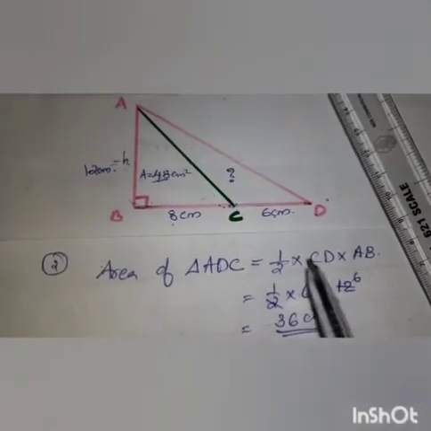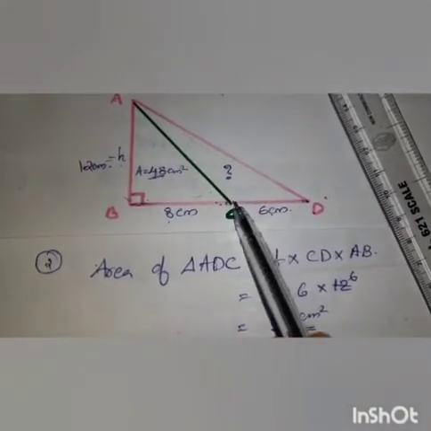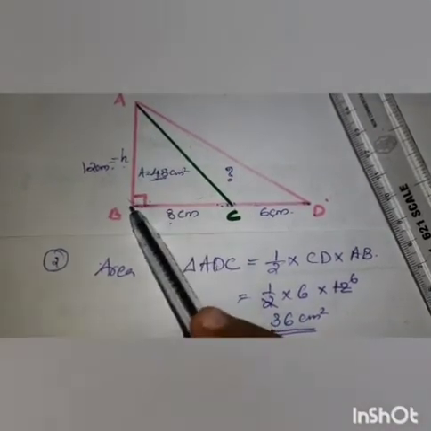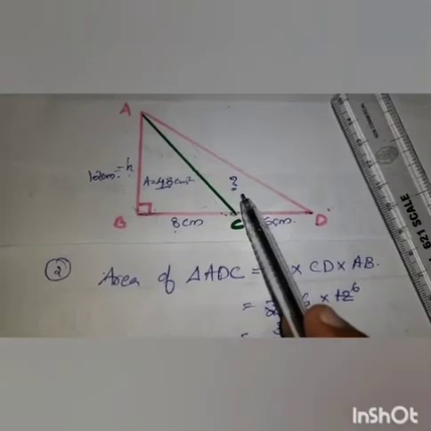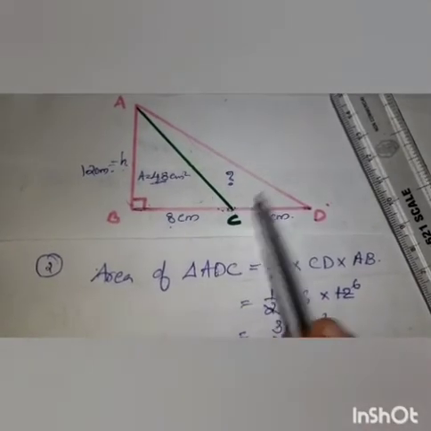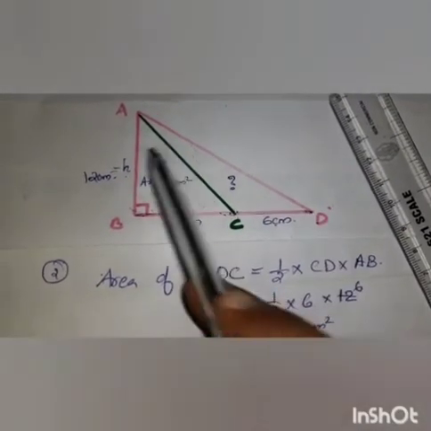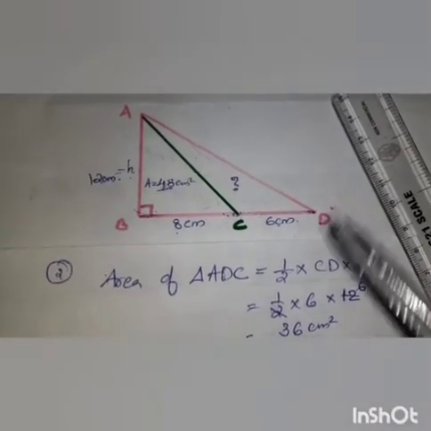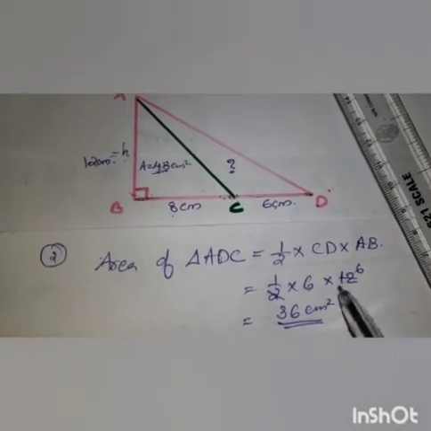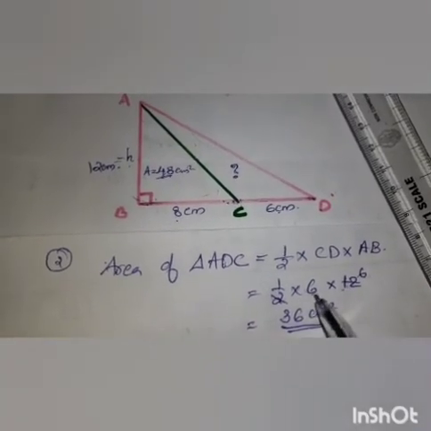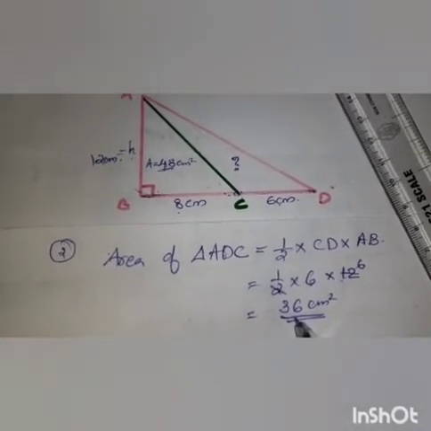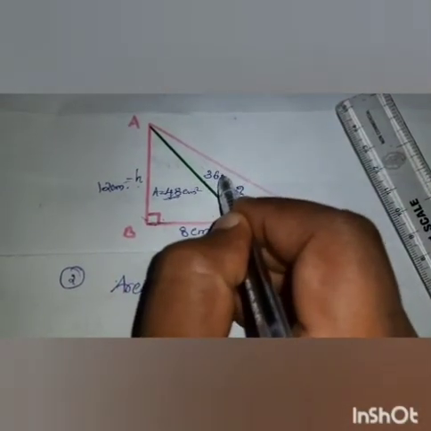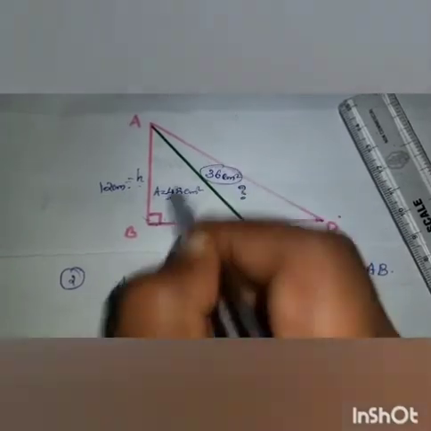So the area of the triangle we have to find out: base length into height. Perpendicular height means from A to B. What is the height? That is same for triangle ADC also. So DC into perpendicular height is 12 centimeter, that you found out earlier. So half into 6 into 12. 6 2s are 12. 6 into 6, 36 centimeter square. So the area of this triangle is 36 centimeter square.